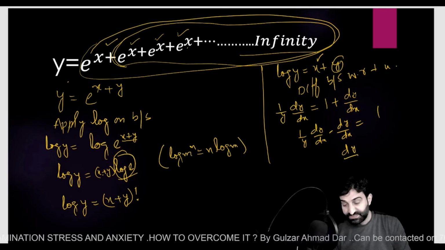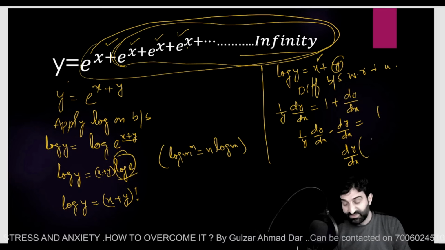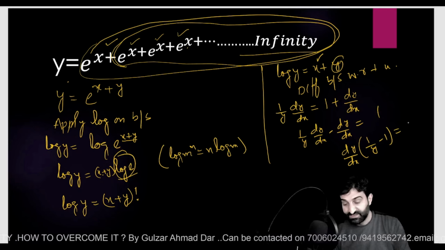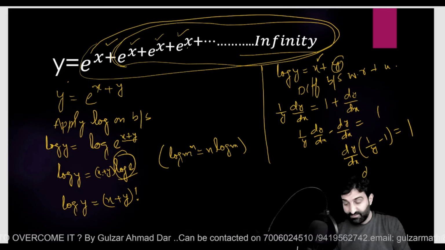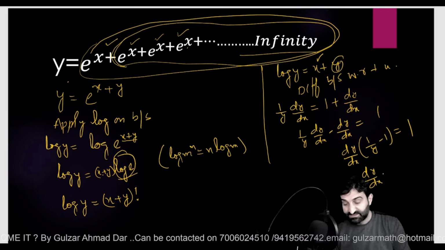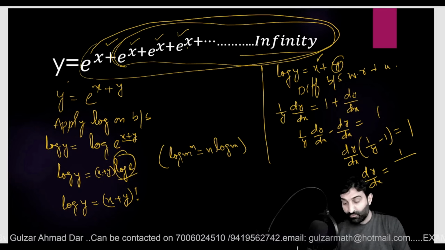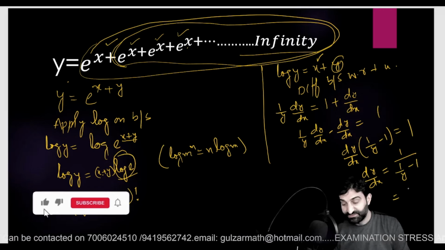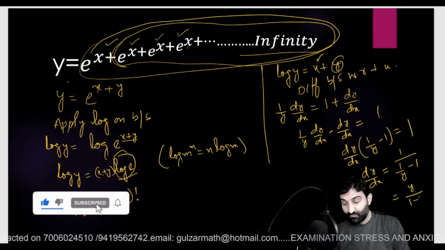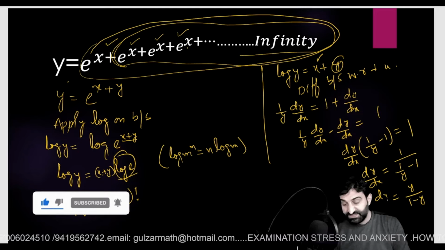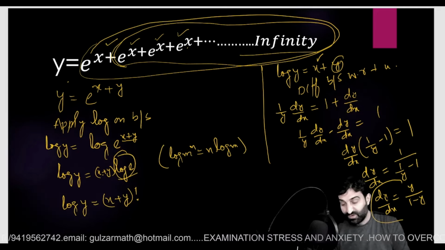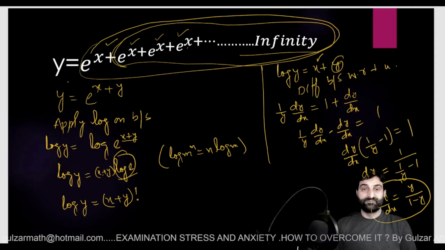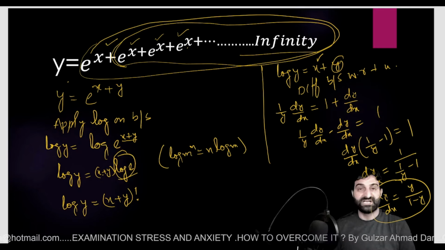I take dy by dx, which is a common term, out. I can write (1 by y minus 1) dy by dx is equal to 1. So finally dy by dx is equal to 1 divided by (1 by y minus 1), which on simplification gives y by 1 minus y. So dy by dx is equal to y by 1 minus y. This is how we can find the derivative of such functions.